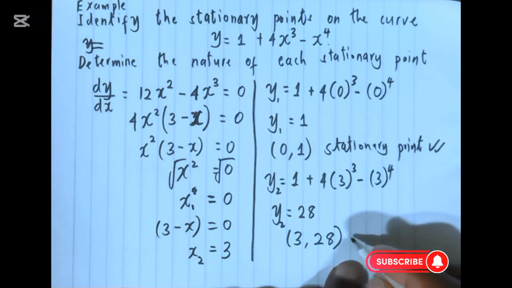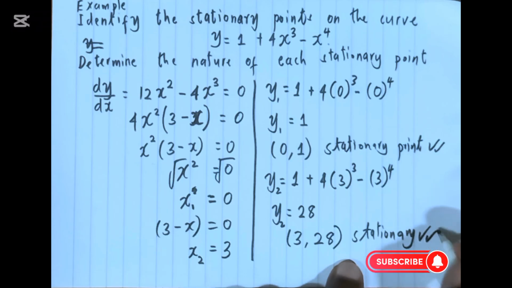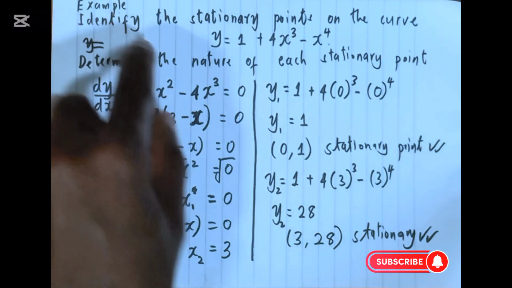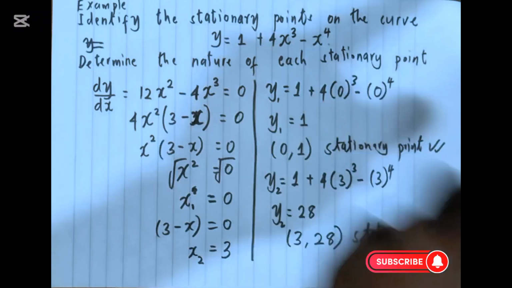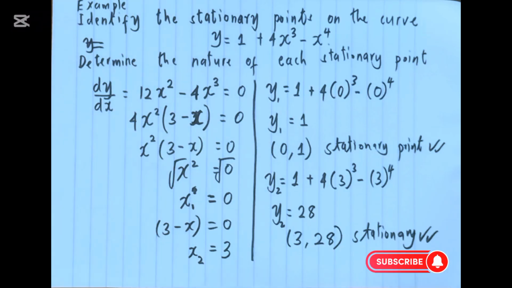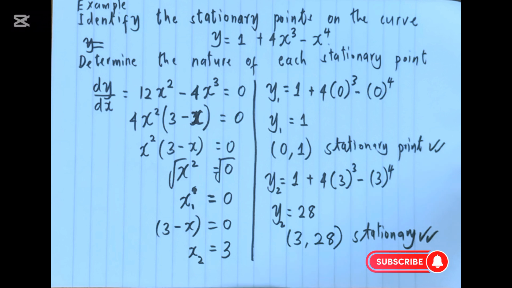So we are having our stationary points. We have stationary point 1 and stationary point 2. Stationary point 1 is 0, 1. Stationary point 2 is 3 and 28. So we've identified the stationary points on the curve y equals 1 plus 4x cubed minus x raised to 4. And for the second part of our question, we are supposed to determine the nature of each of these stationary points. So we're supposed to determine the nature of the stationary point at 0, 1, and the nature of the stationary point at 3, 28.